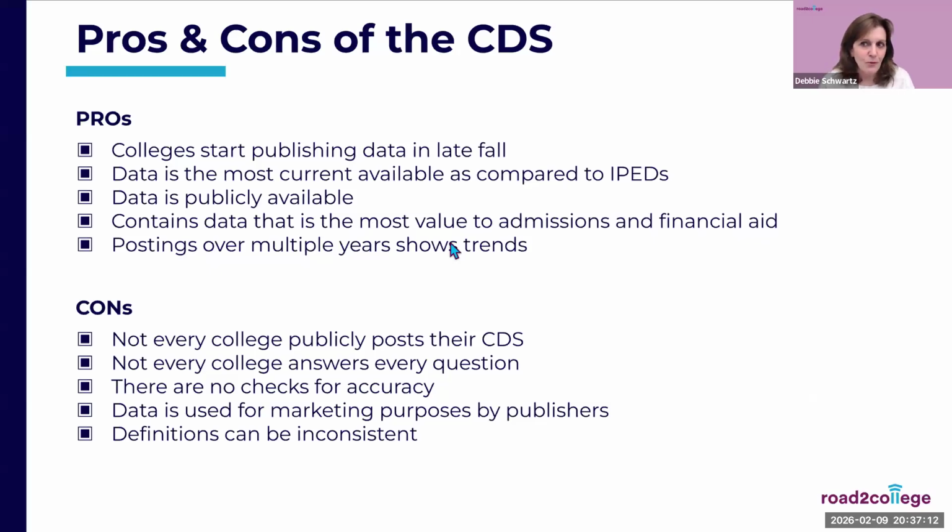So, just some quick pros and cons. I personally think that the Common Data Set is the best source of data out there on colleges. There's another source that you might have heard about called IPEDS. That's the government website and the government database. It's also good. The main problem with IPEDS is that it lags from a time perspective, and I'll explain the timing of the Common Data Set.